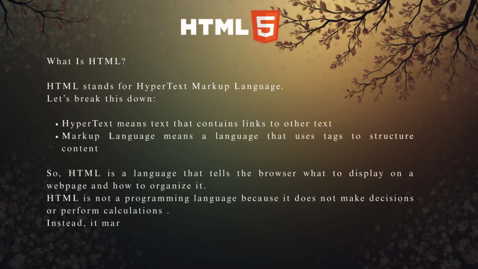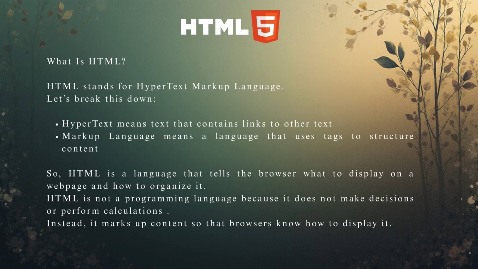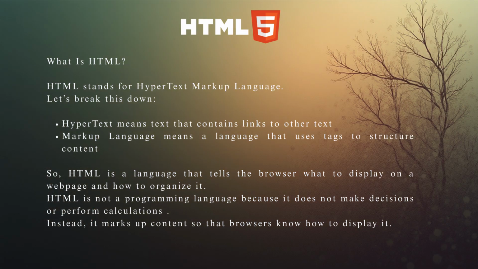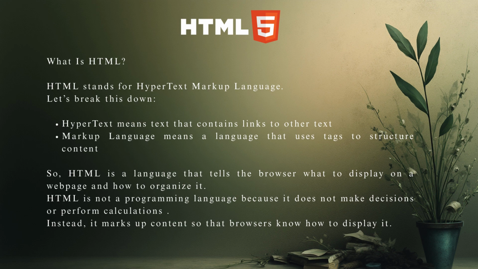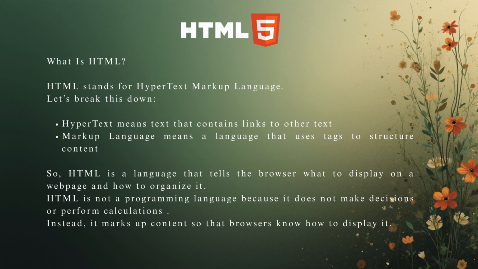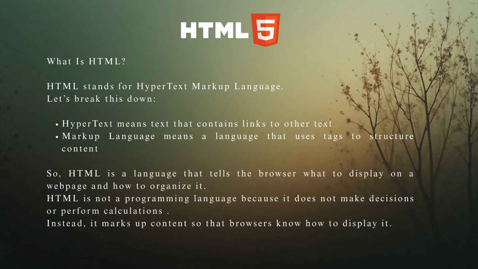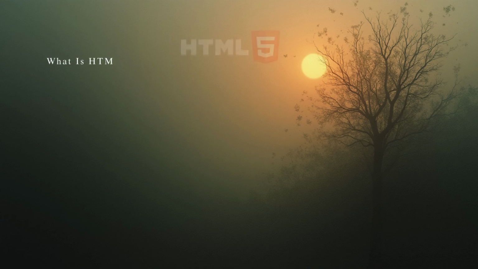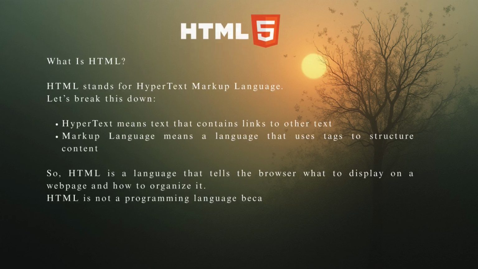Now let us understand what HTML actually means. HTML stands for Hypertext Markup Language. Let me break this into simple words. Hypertext means text that contains links. Markup language means a language that uses tags to structure content. So HTML is a language that tells the browser what to display on a web page and how to organize it. HTML is not a programming language because it does not make decisions or perform calculations. Instead, it marks up content so that browsers know how to display it.